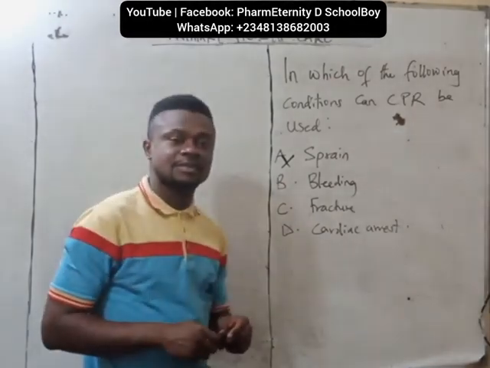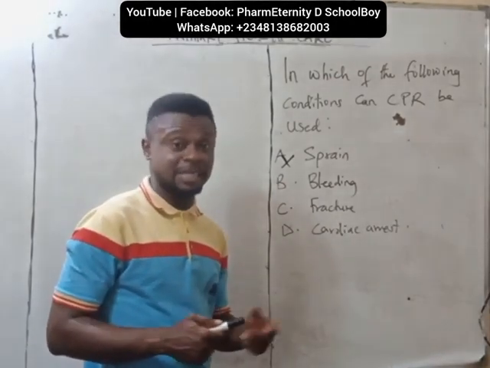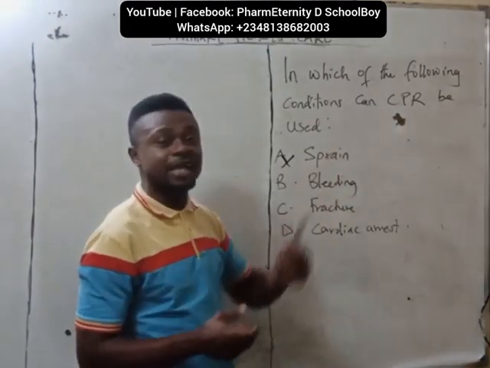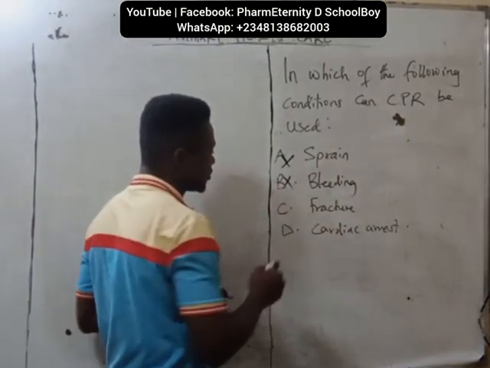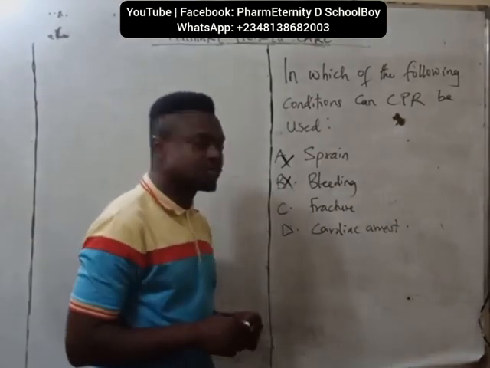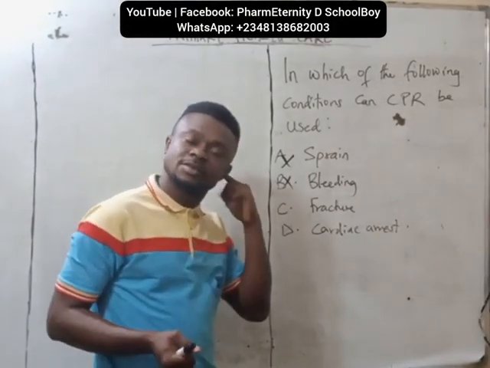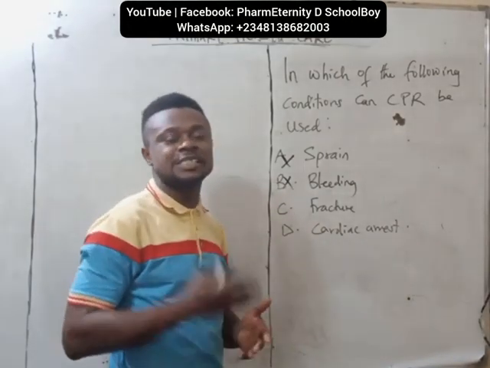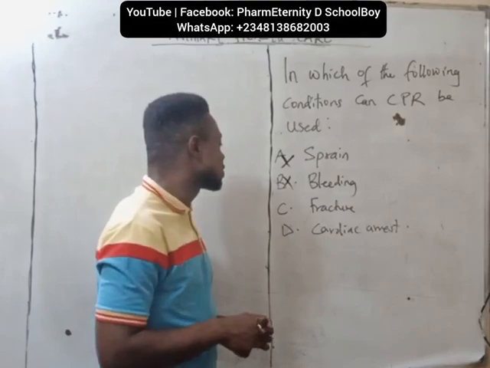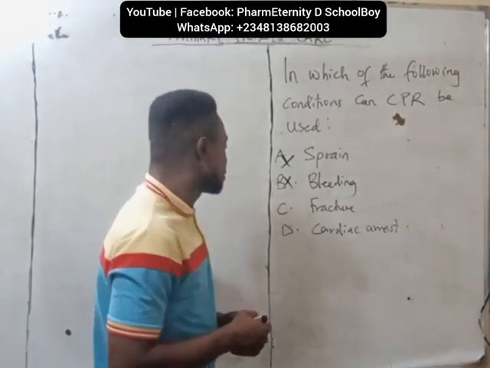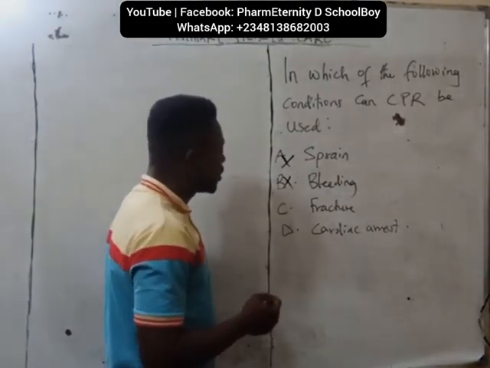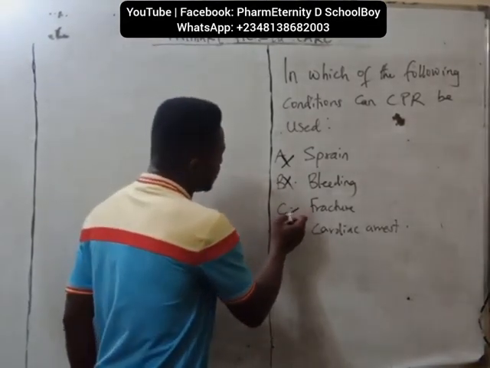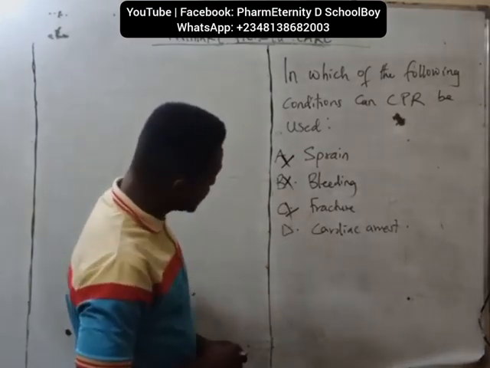Then bleeding. Bleeding is also an emergency situation, but I will not take it, because it doesn't require CPR. Fracture. What is a fracture? We know fracture. A fracture is a partial or complete break of what? Of a bone. So even though it can be an emergency, it doesn't require CPR. Then cardiac arrest.